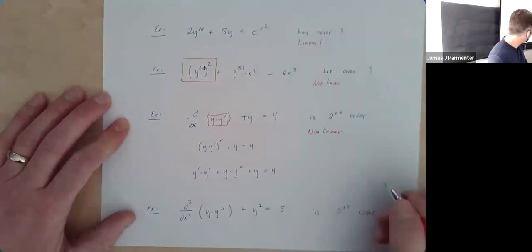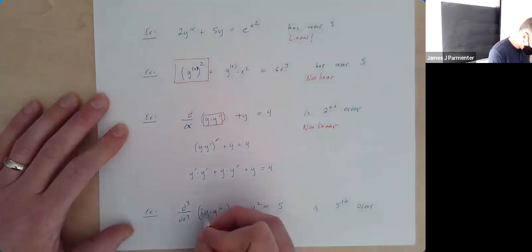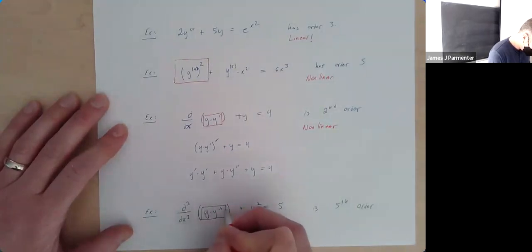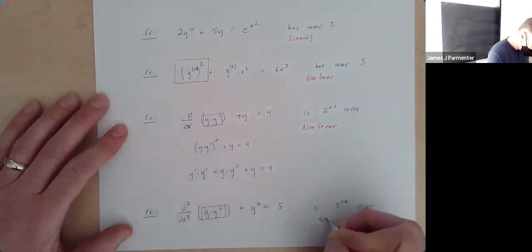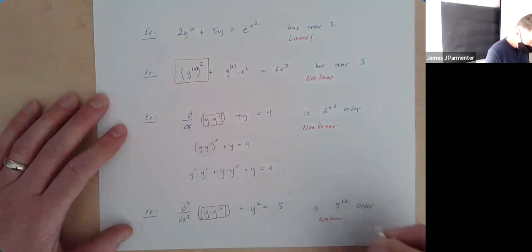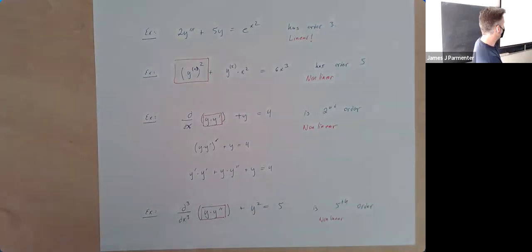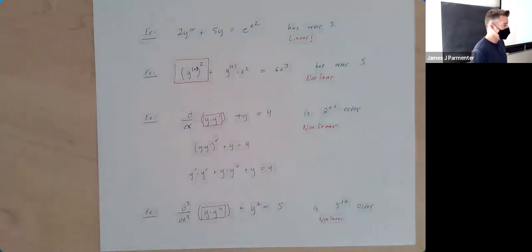And for the same sort of reason, the last one that I just made up is also nonlinear. So whether you're talking about order or talking about linearity, the only thing you should be paying attention to is what's going on with y. Right? You could have all kinds of wacky things happening with your other variable x. That doesn't matter.